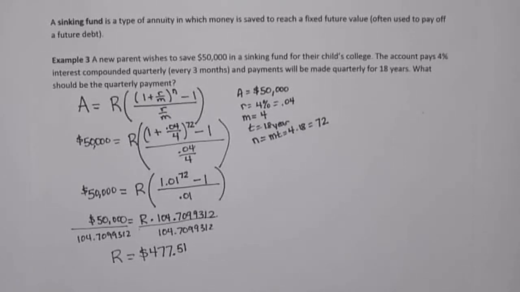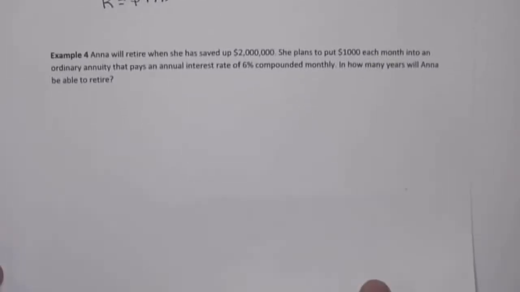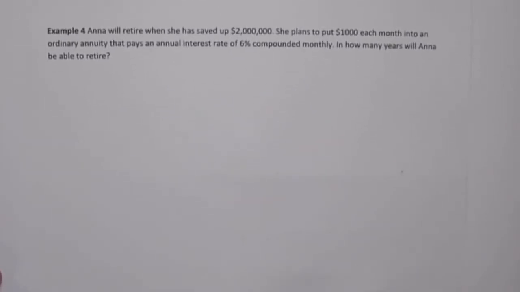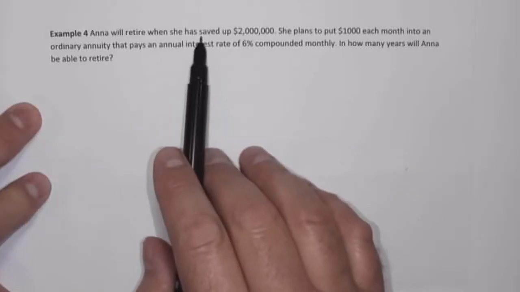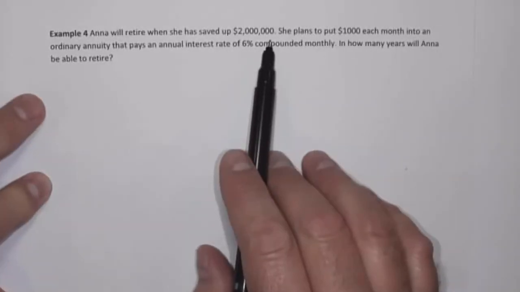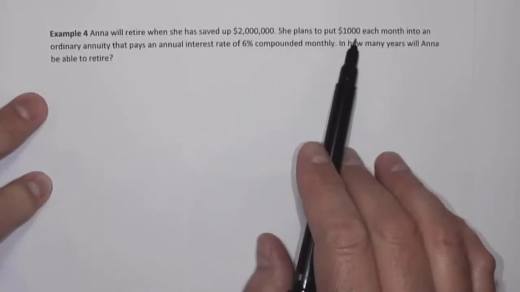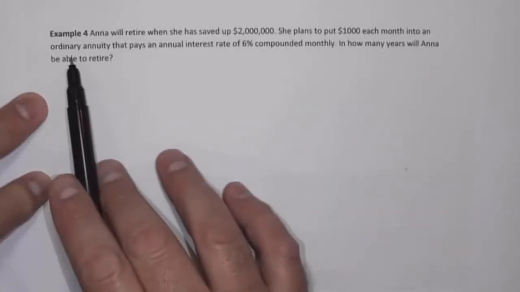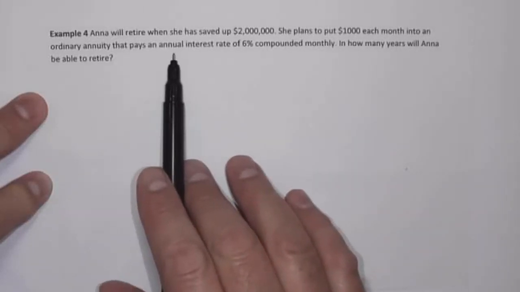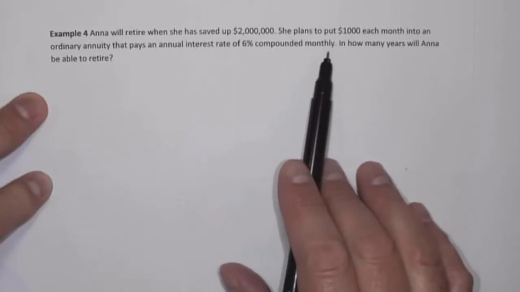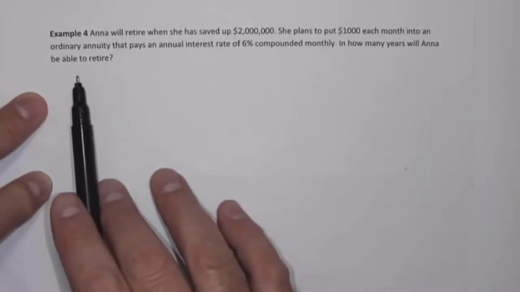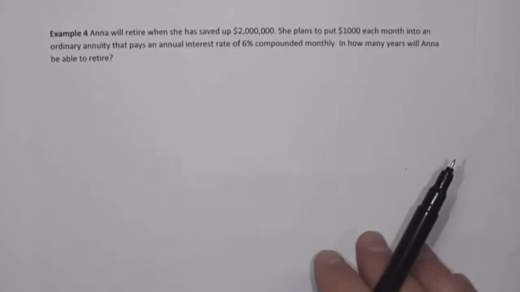Let's take a look at one final example for this section. Look at example 4 here. Another example of a sinking fund. Anna will retire when she has saved up $2 million. She plans to put $1,000 each month into an ordinary annuity that pays an annual interest rate of 6% compounded monthly. In how many years will Anna be able to retire?